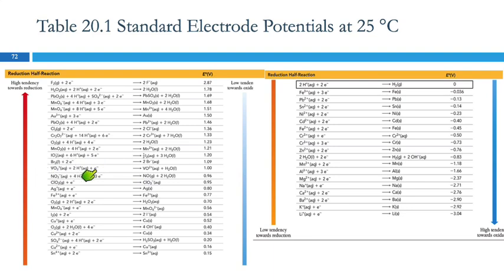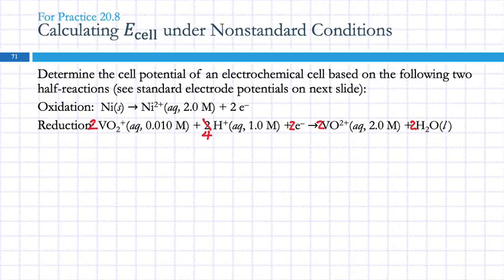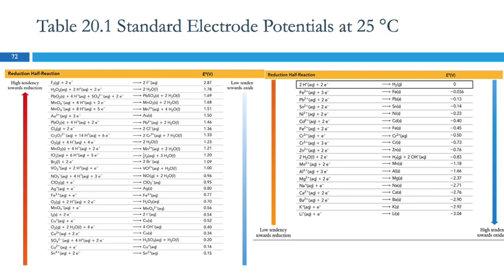So this is written in the same direction as what we have on the previous slide. So the standard cell potential for this one is 1.00 volts. And then we're going to look for the nickel. Nickel is going to be down here, I believe. There it is. Nickel and nickel 2 plus.